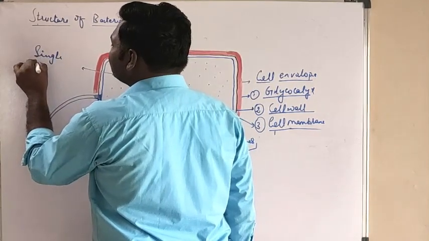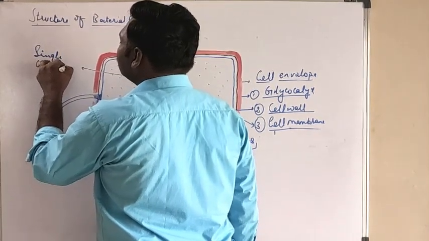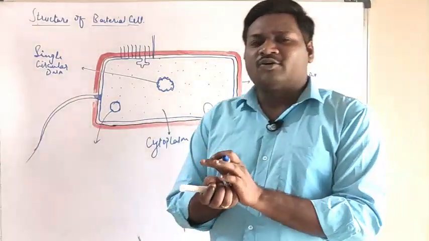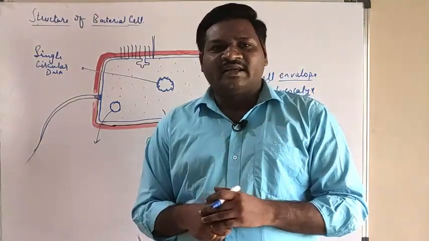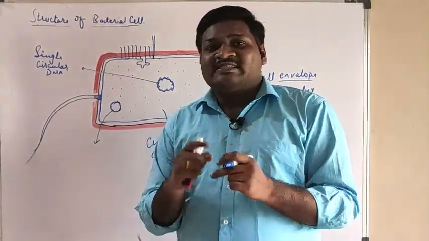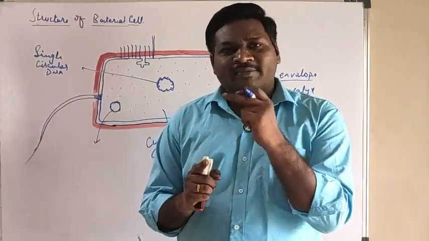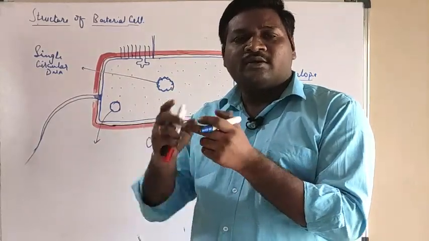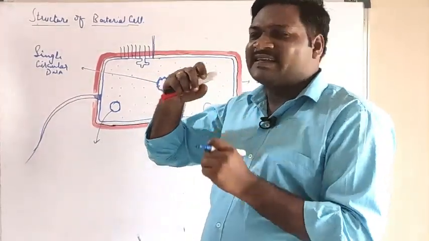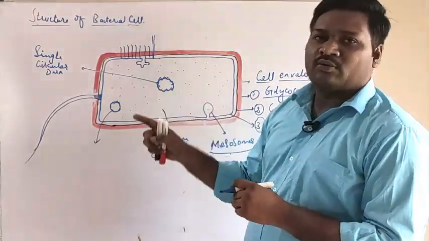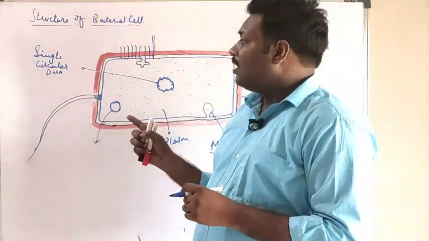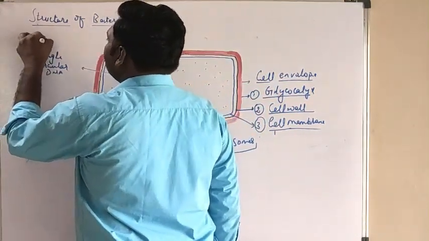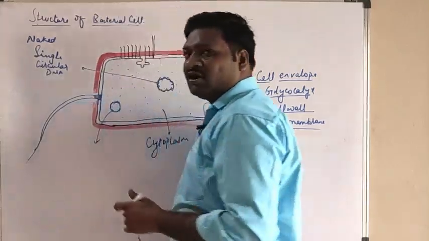Single circular DNA, you can see, single circular DNA. Now, single circular DNA in the sense what? When we talk about DNA, the genetic material in most of the eukaryotes, it is a double helical structure, right? You might have studied in class 10th also that the structure is double helical. It looks like a rope and forms helices, but here it is single circular, and it is also called naked. Why is it called naked?